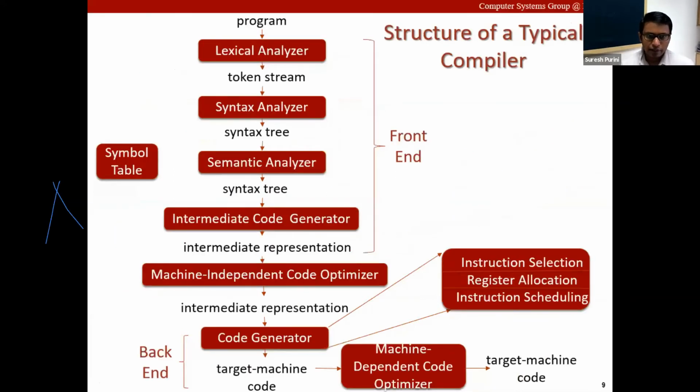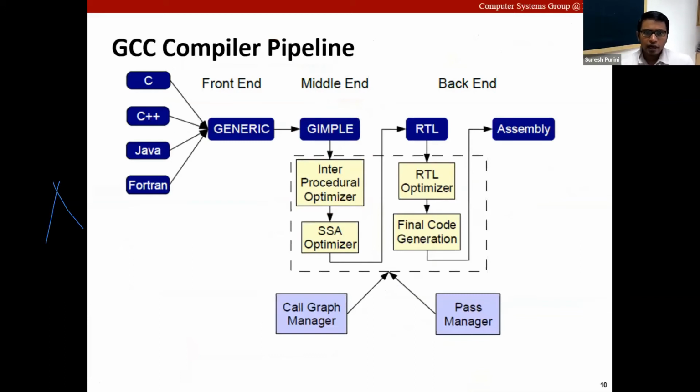Okay, it's the same. So now let's take a look at a couple of real world compilers such as GCC. If you take the GCC compiler pipeline, for each programming language there will be a front end. What these front ends do is translate the source code into an intermediate representation form called GENERIC. And this GENERIC intermediate representation form is translated into another intermediate representation form called GIMPLE.